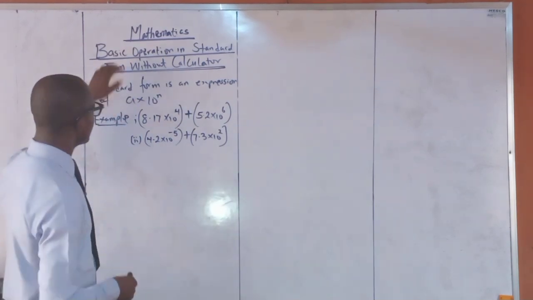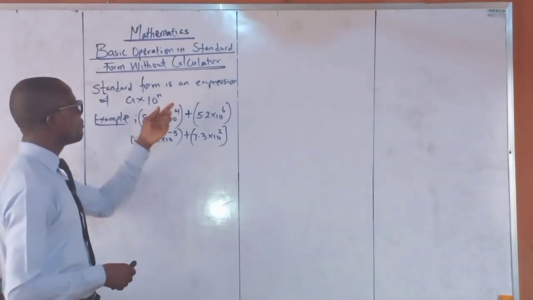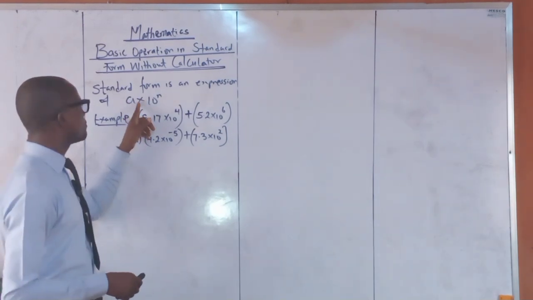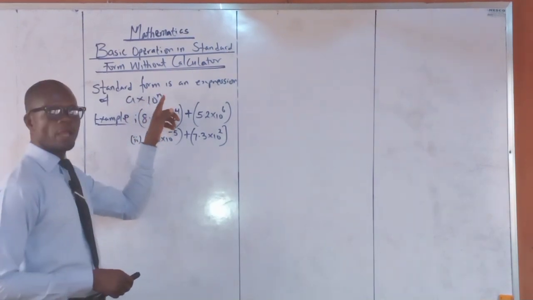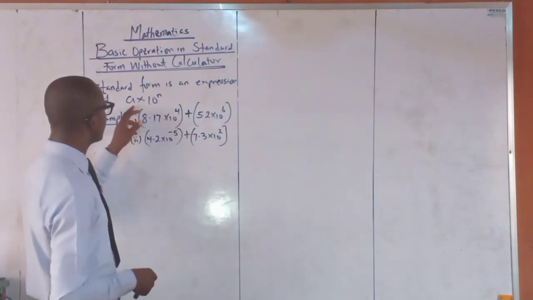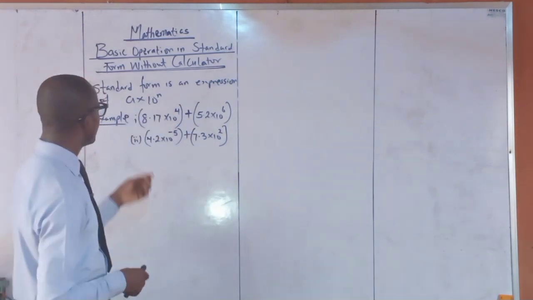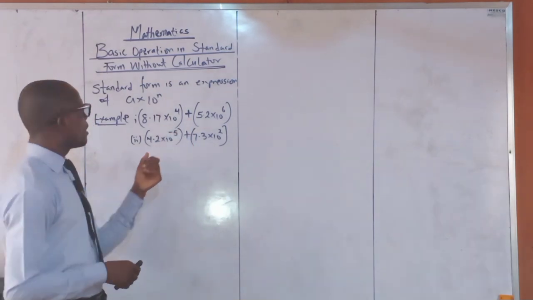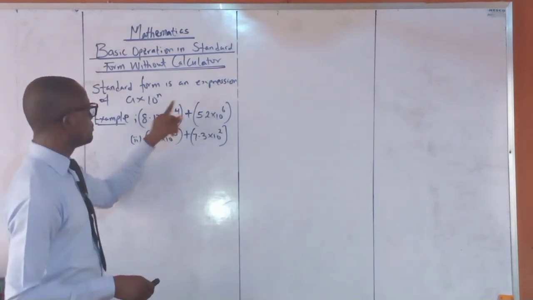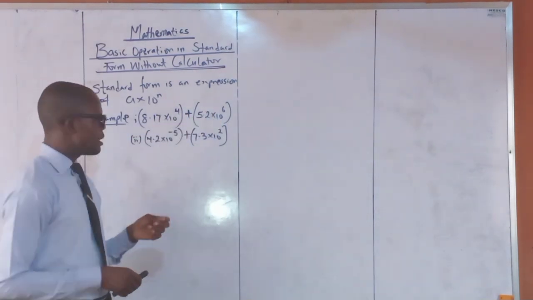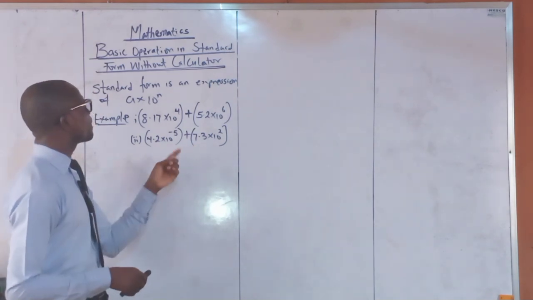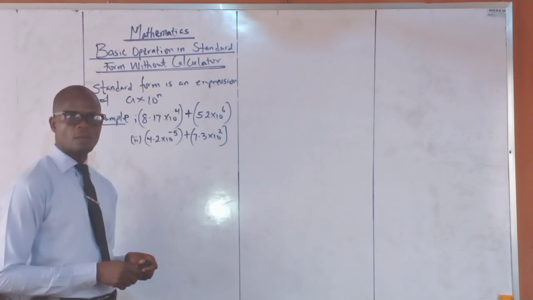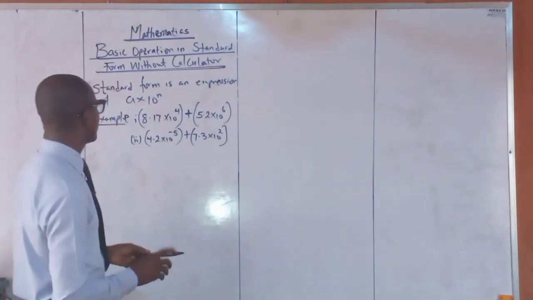Now, as you all know, standard form is an expression of a times 10 to the power of n. But this time around, we want to look at addition when both have a positive power, and addition where one of the powers is negative. So let's dive into the class.